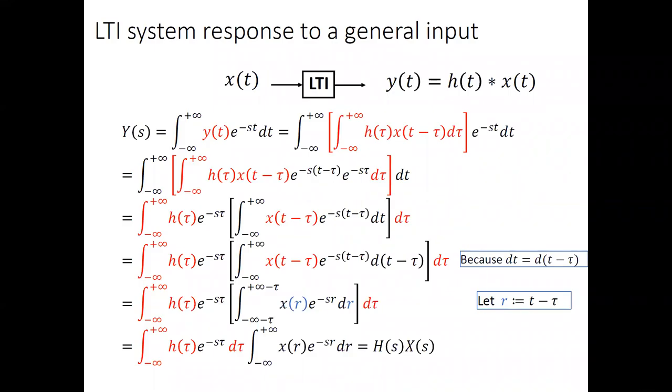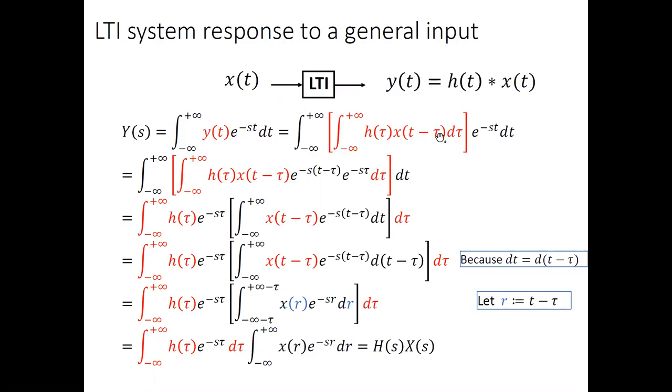Last lecture, we derived an important property that in the S domain, the output of the LTI system capital Y of S is capital H of S times X of S. The slide in the last lecture was not made very well, so I revised the slides and let's go through it together.